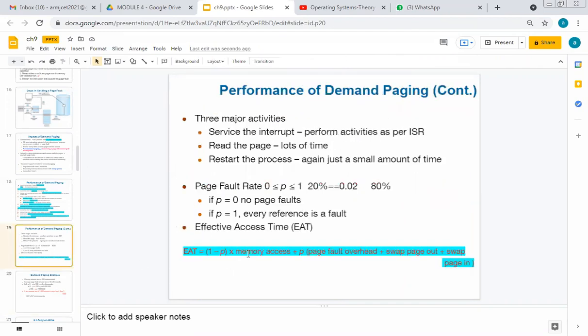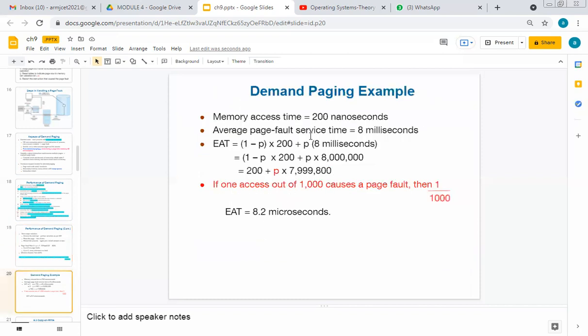You can see in the formula, memory access time: (1 minus p) into 200. Correct. Next, P into 8 milliseconds. Now the important thing is that both are in different units. Please convert into the same unit. Either you make this in terms of nanoseconds or you make the average page fault time in terms of milliseconds. Okay, so same measuring unit.